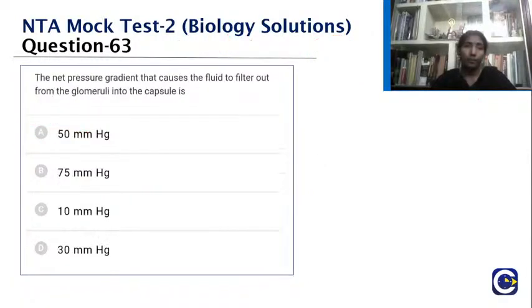The net pressure gradient that causes the fluid to filter out from the glomeruli into the capsule is 50 mmHg, 75 mmHg, 10 mmHg or 30 mmHg.